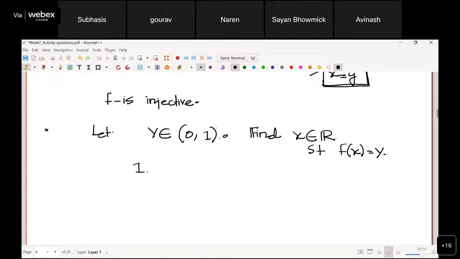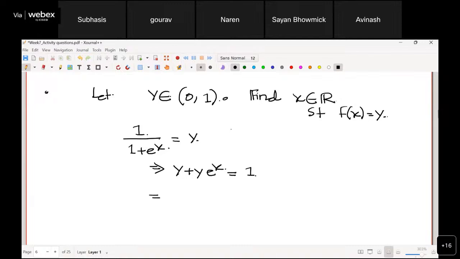So what is f of x? f of x is 1 plus e power x, equal to y, right? So if I cross multiply, then what will I get? y plus e to the power x into y equals 1. Correct.